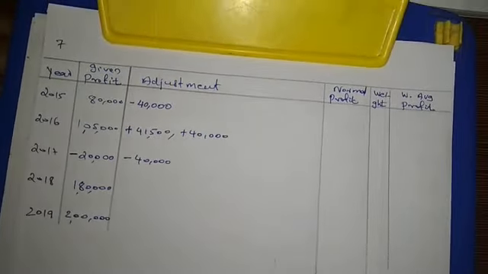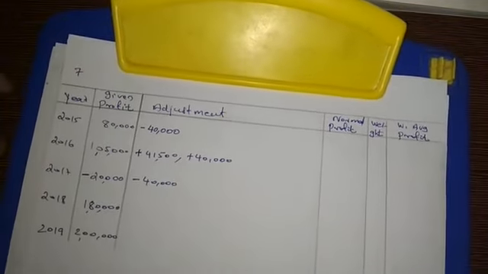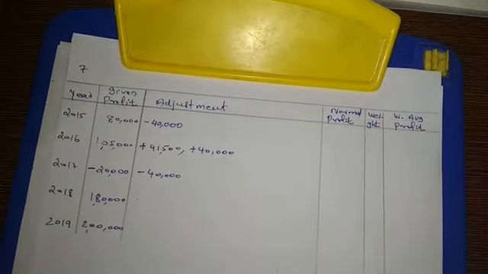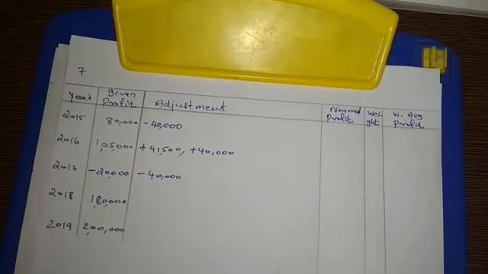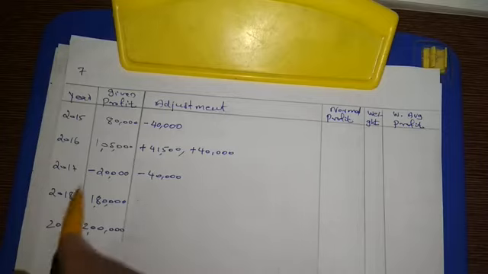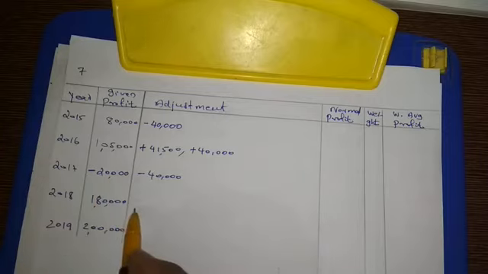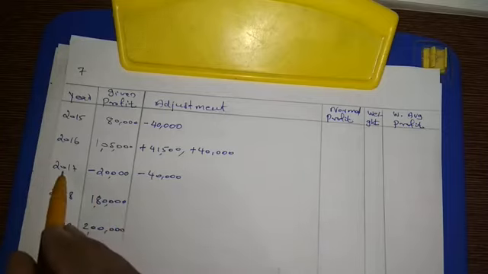Repairs to machinery, 60,000, were wrongly debited to the machinery account. We know when we are spending any repairing charges, it is a revenue expenditure. It should come in the profit and loss account. But 60,000, which year is it? 1st July 2017. That is why it is affecting 2018 only, because the machinery repair happened on 1st July 2017.